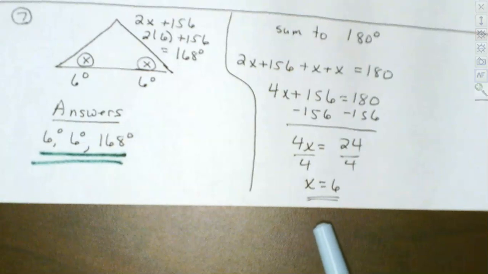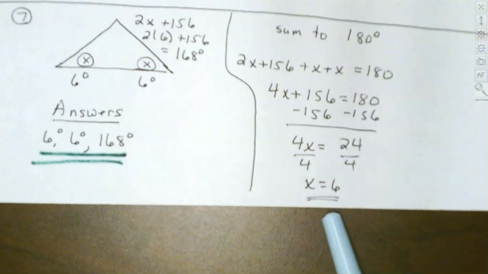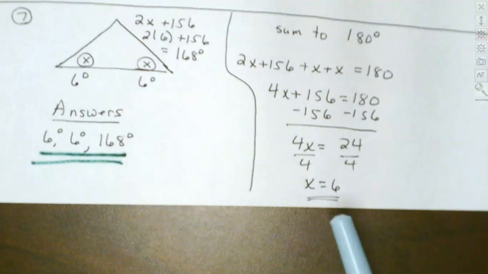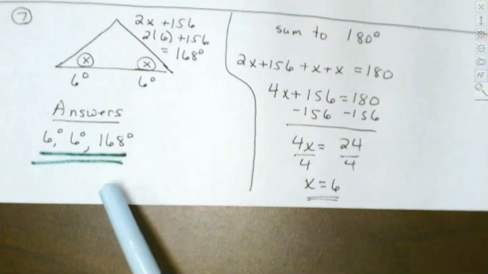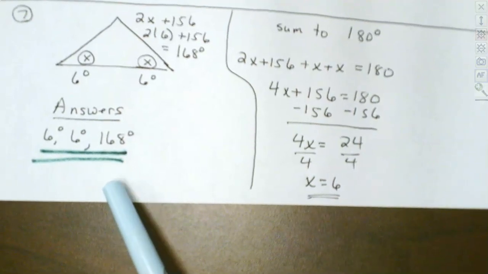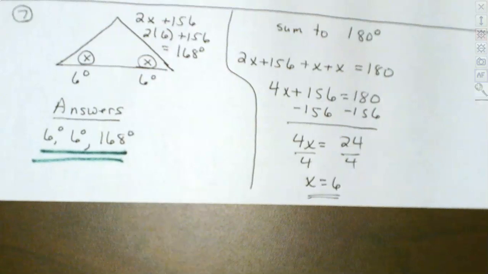If you did that, they're each worth 5 points, so that would probably be 3 out of 5 if you stopped at the 6. If you want to get full credit, you would have to finish it out and get all 3 angles. But that is a commonly made mistake. We've got a little bit of time left to look at some others.